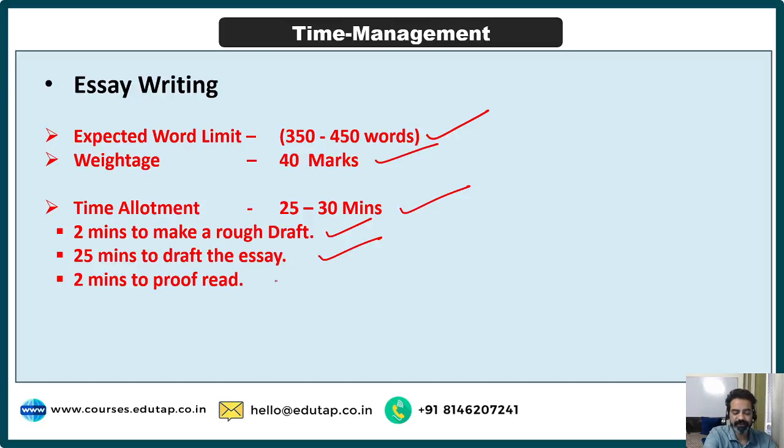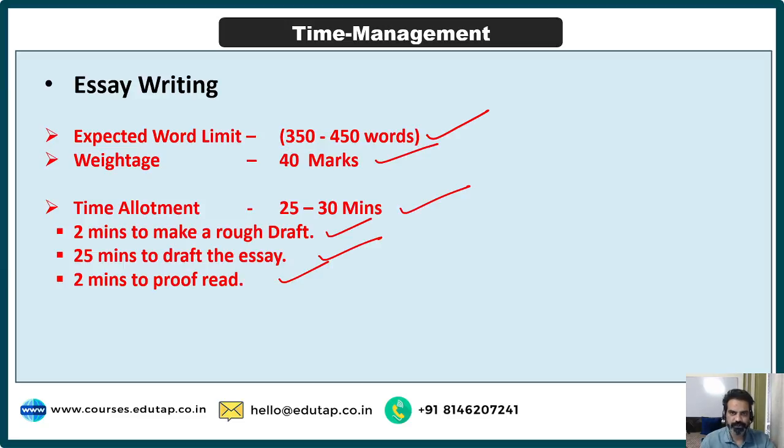And then in the end, give 2 minutes to proofread your answer, because I've told you about the interface. So you may make typing errors or spelling mistakes. So make sure that you spare 2 minutes to proofread your answers, right? So that should be the time allotment for your essay section.